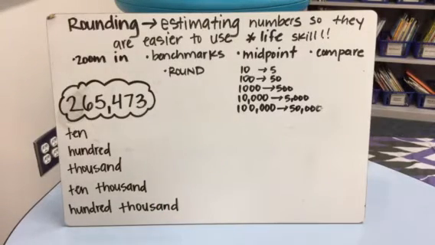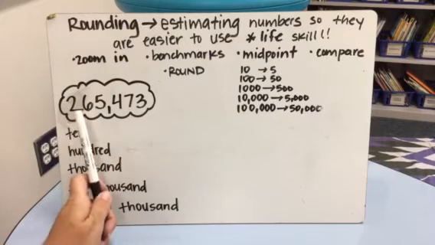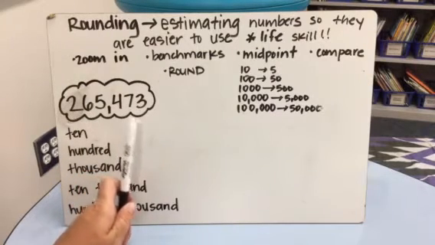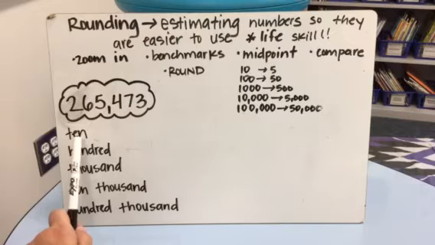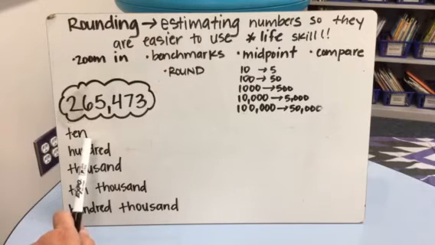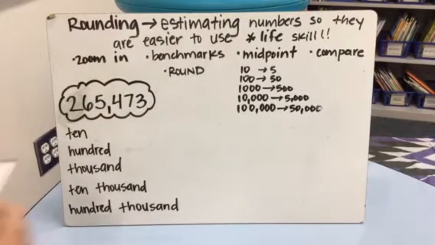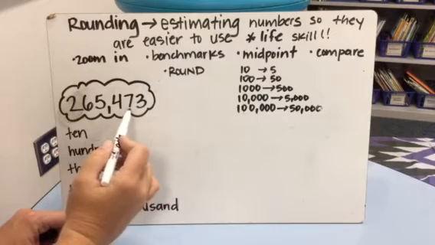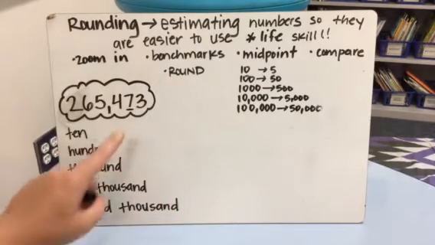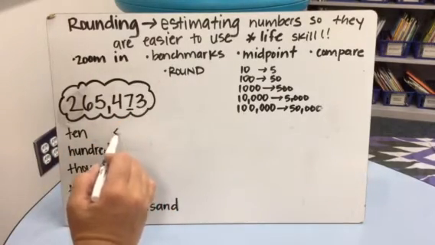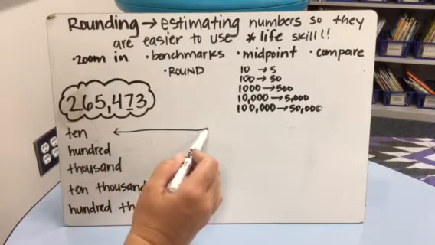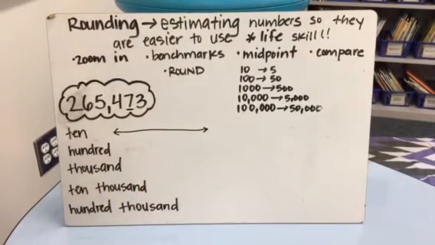All right, so I'm going to go ahead and get started. Here I have 265,473. And I'm going to start by rounding it to the nearest 10. Now, your 4th grader rounded to the nearest 10 in 3rd grade, but we're now just doing it with more digits. So here I'm going to zoom in on the place value in the tens place. Now I'm going to make my benchmarks. The benchmarks are where I could be rounding to, the 10 that it's in or the next 10.